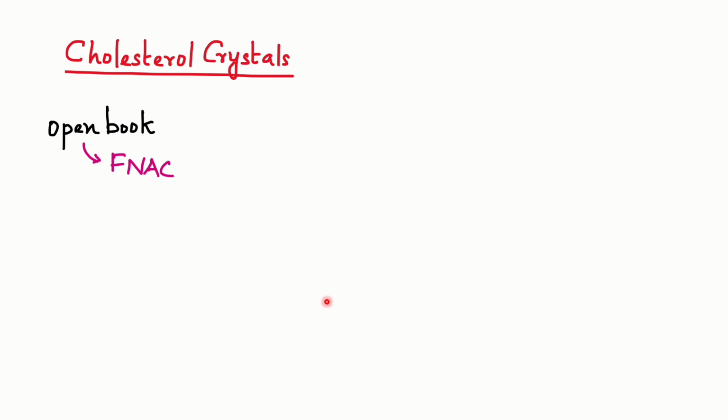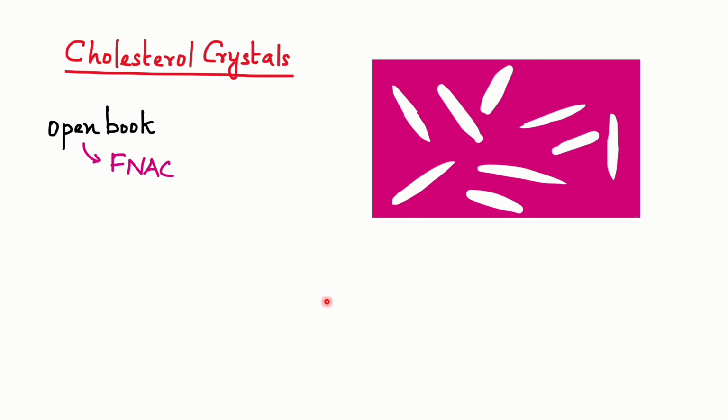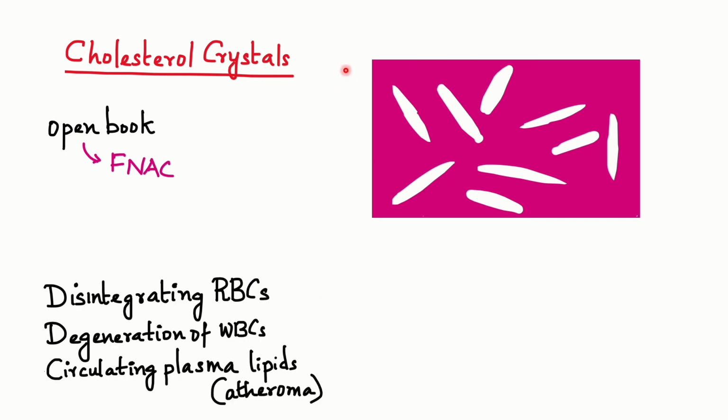Now when you do a cytological aspiration, it will appear as an open book. And on histopathological examination, the processing actually washes this off and it appears as empty clefts, thereby called cholesterol clefts. This may be derived from a disintegrating RBC or a degenerating WBC, that is from their walls, or it can be derived from the circulating plasma lipids, as with the case of atherosclerosis.